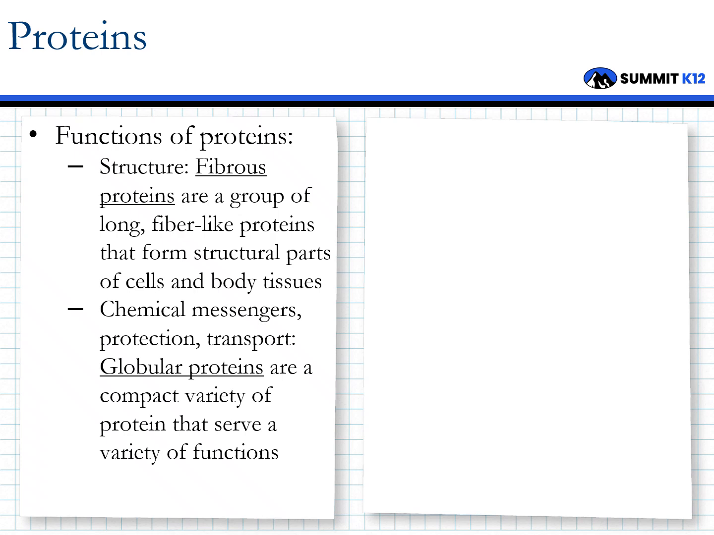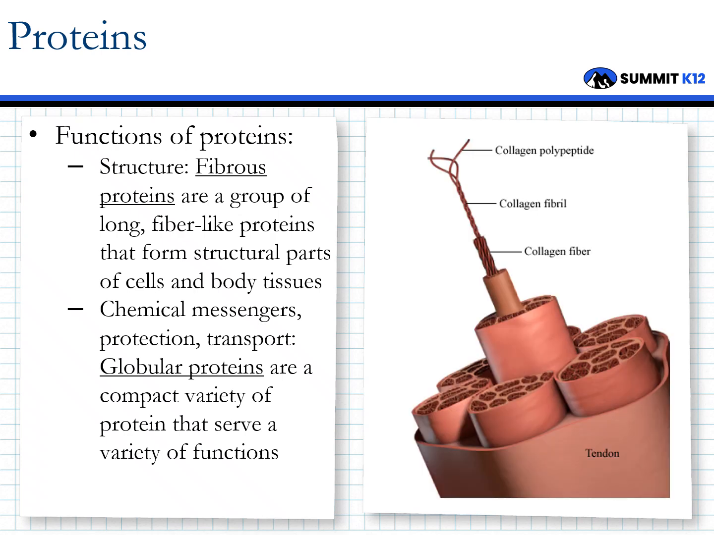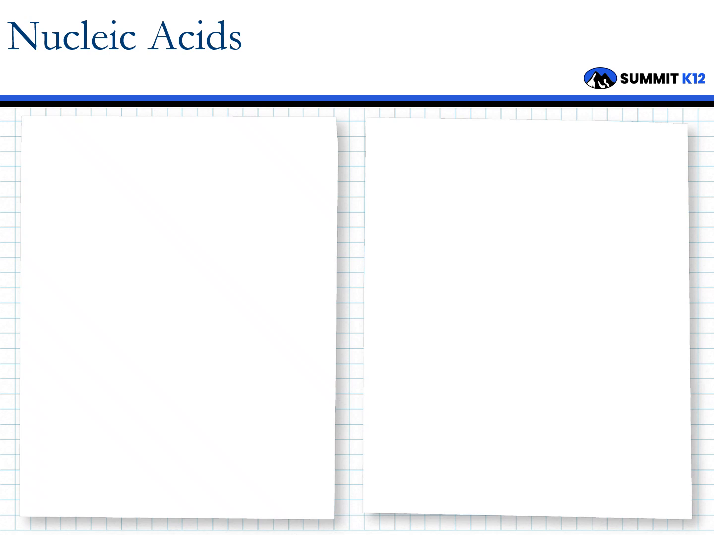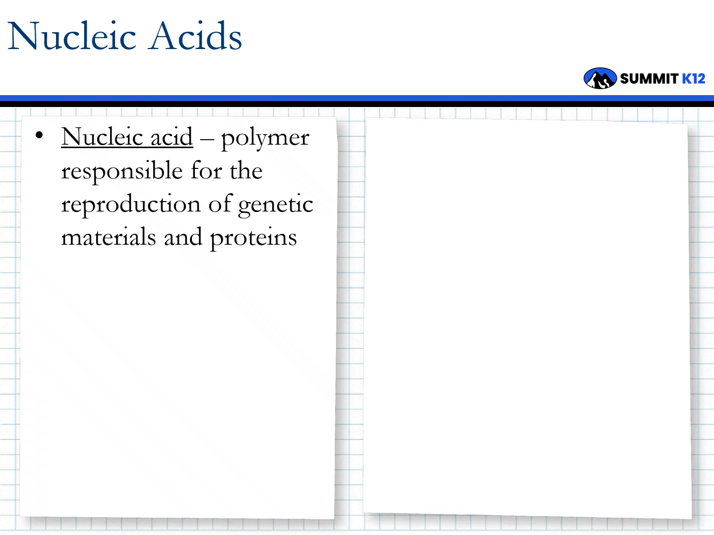So proteins do quite a bit in our body. They hold us together, right? You can see here, they make our skin tight and young looking. They hold our joints together and our muscles onto our bones. They also produce things like hydrochloric acid so we can digest food. They can taste our food. They can make us smell, all beautiful things. So proteins are awesome. Nucleic acids are polymers responsible for reproduction and genetic material in proteins.